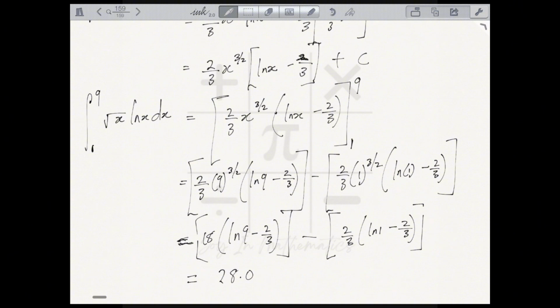Now we'll take a look at how to use the reduction formula for various forms.